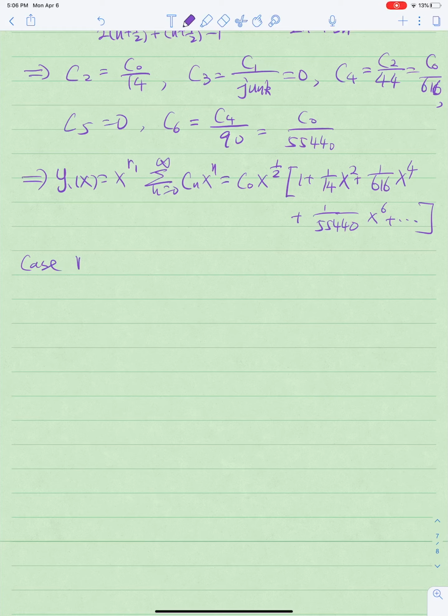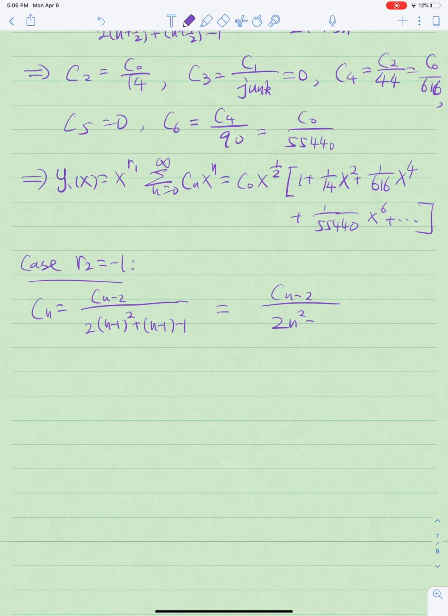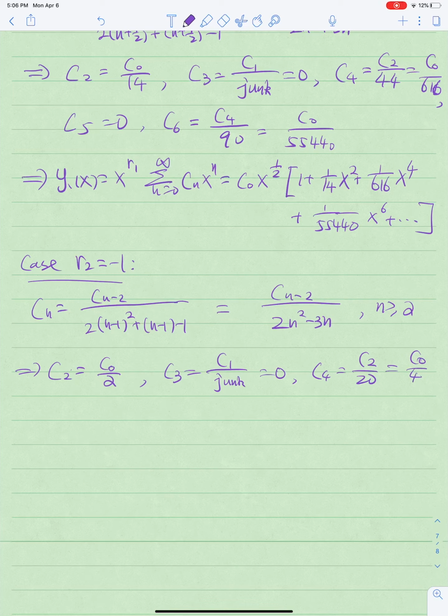And then for the case when R2 equals -1, using the same recursive relation, but with R replaced by -1, simplify, then plugging in, C2 is, C3 is again 0, C4, C5 is 0. So all the odd index terms are going to become 0.